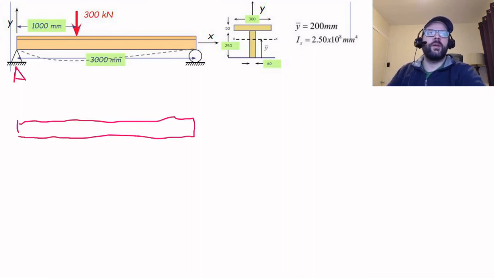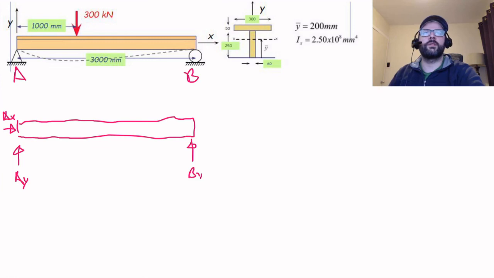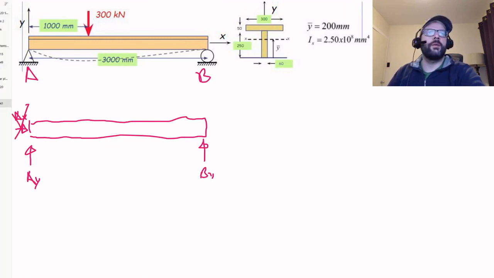So if we got this structure here, we're going to want to, again, start with the free body diagram. Let's call this A, let's call this B. Going to have an AY, going to have a BY. We're also going to have an AX, but in this situation, there's no other X, so AX ends up being 0. Then we got this 300 kilonewton force here. 1 meter between there and there, 2 meters between here and here.